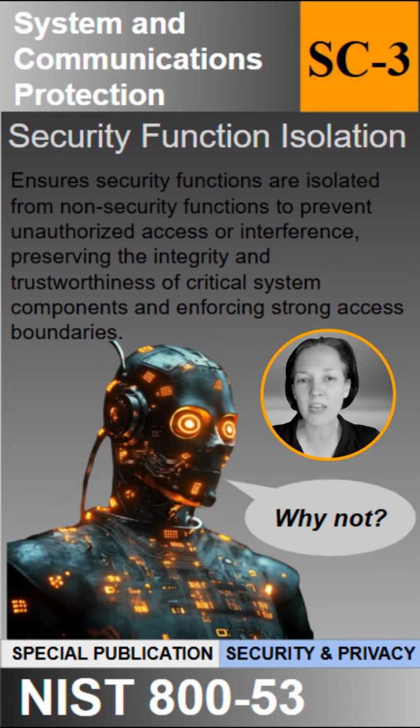At the implementation level, this can take several forms. Process isolation: security functions should run as separate privileged processes with tightly scoped capabilities. Memory isolation: leverage hardware-supported memory protection like MMUs to restrict access to code and data used by security components.